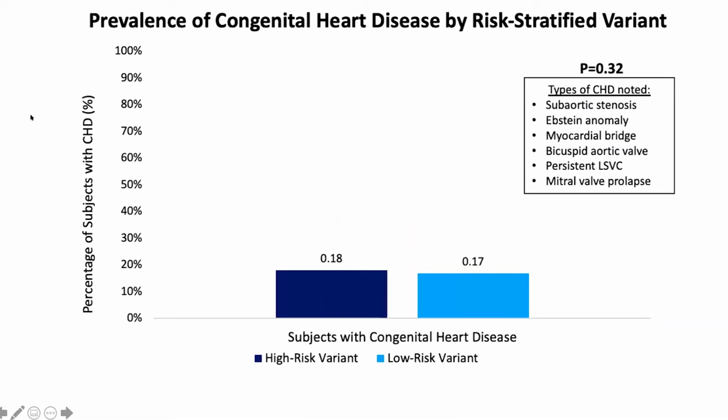So overall, congenital heart disease was present in 6 of our 34 subjects, or a little less than a fifth of them. When stratifying these results by dichotomized variant type, there were no statistically significant differences detected.